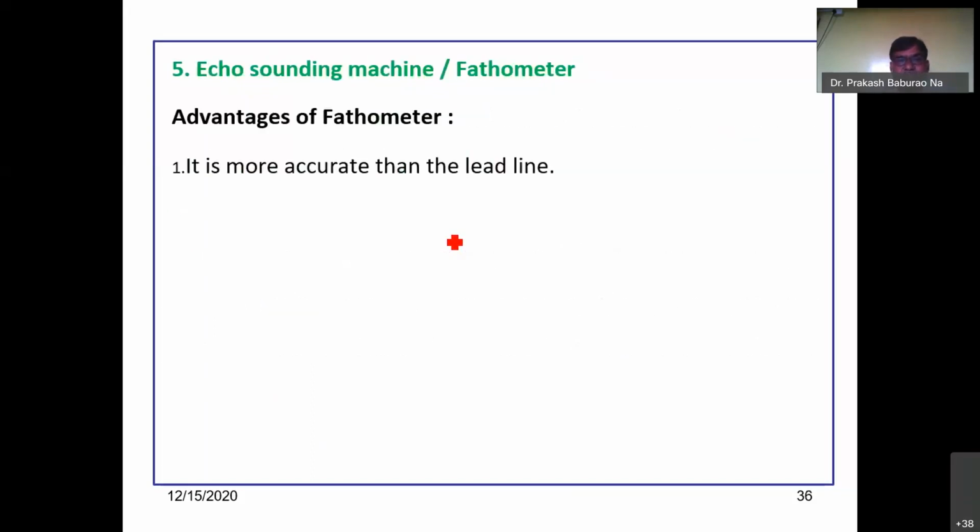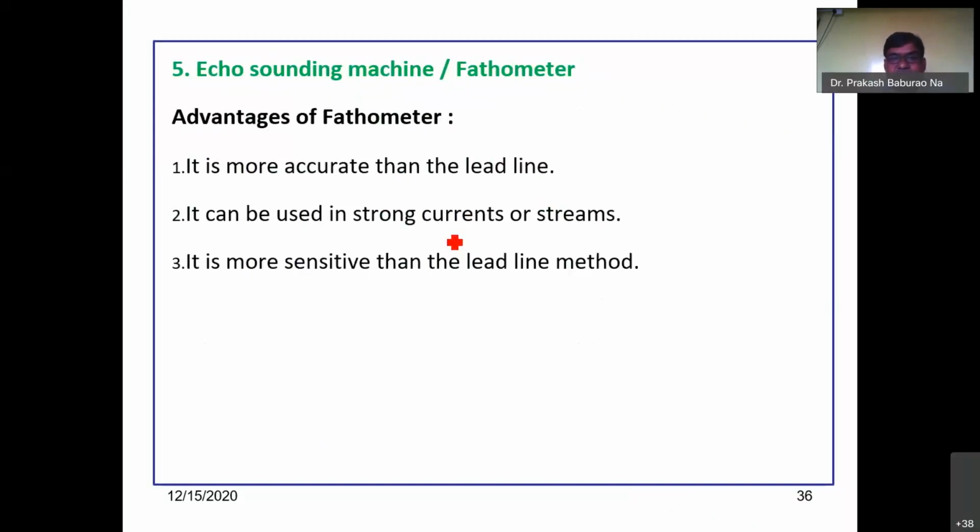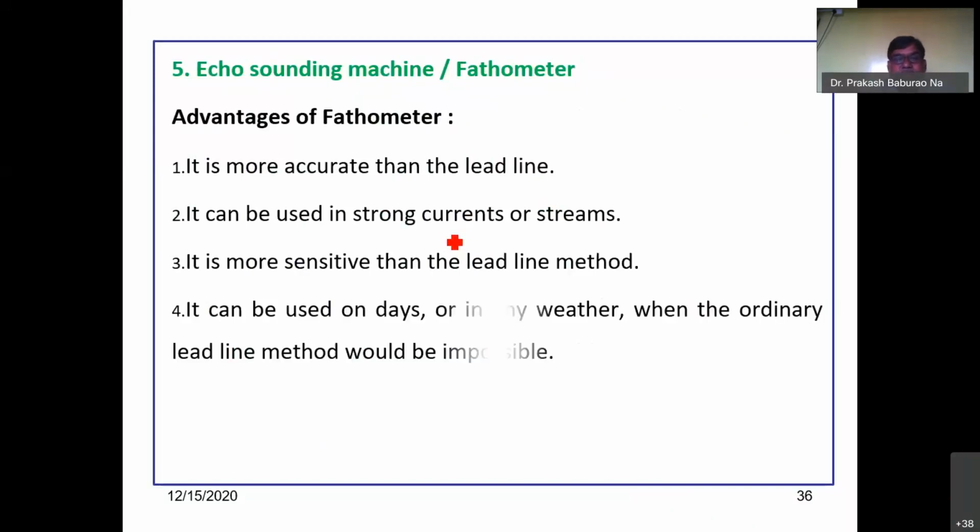Then what are the advantages? What are the actual advantages of this fathometer? It is more accurate than the lead line. It has limitations, but it can be used in strong currents or seas. It is more sensitive than the lead line method. It can be used in the daytime, in any weather when the ordinary lead line method would be useless. So these are the advantages of this fathometer.